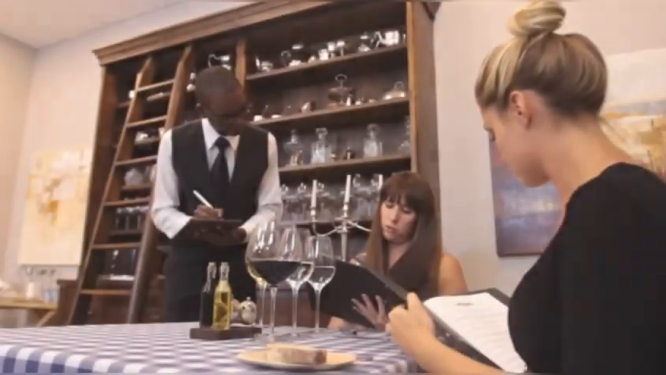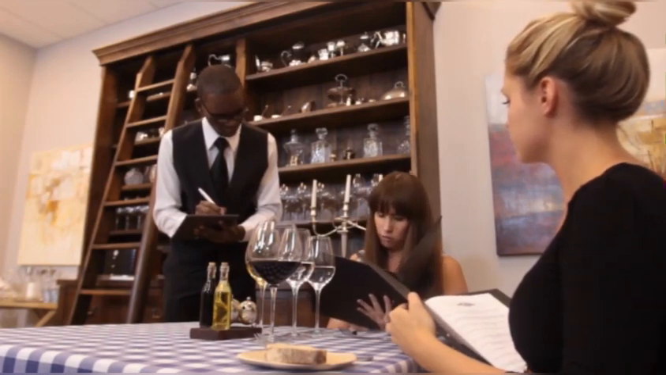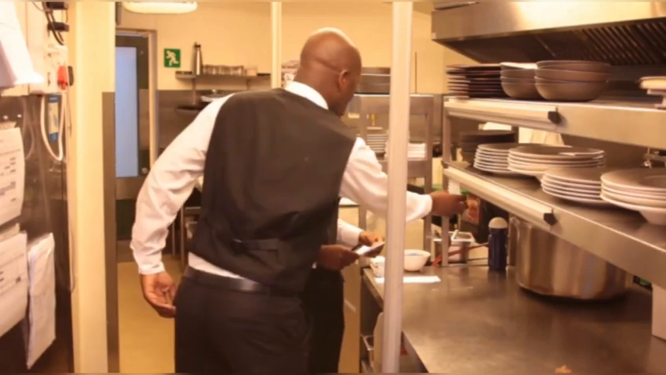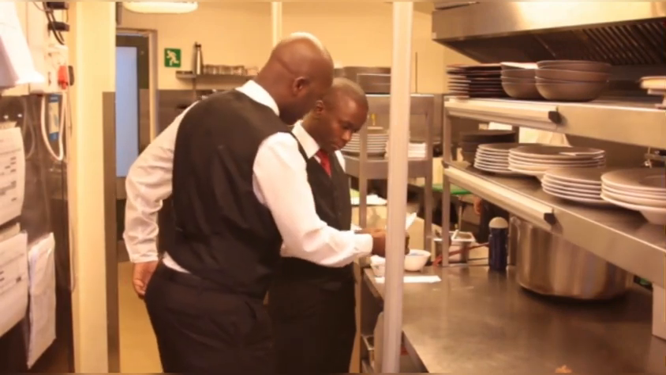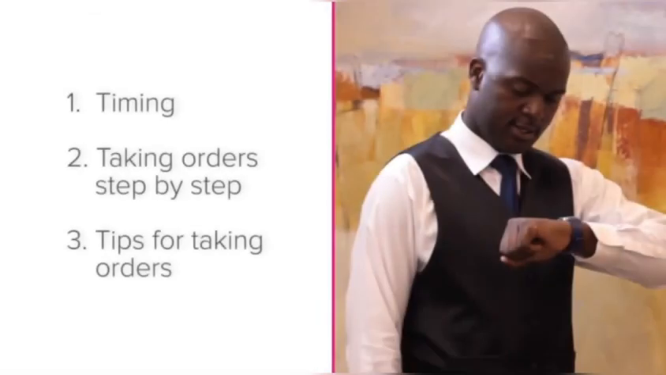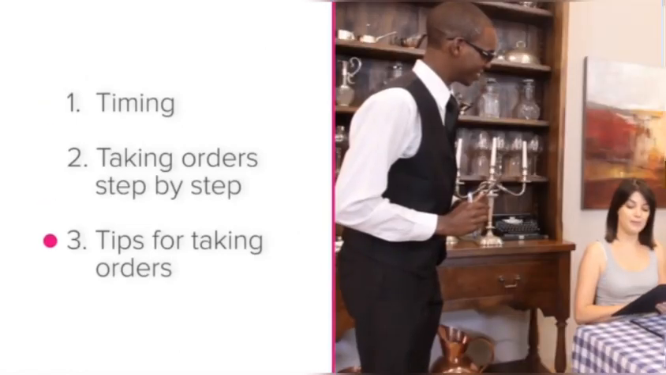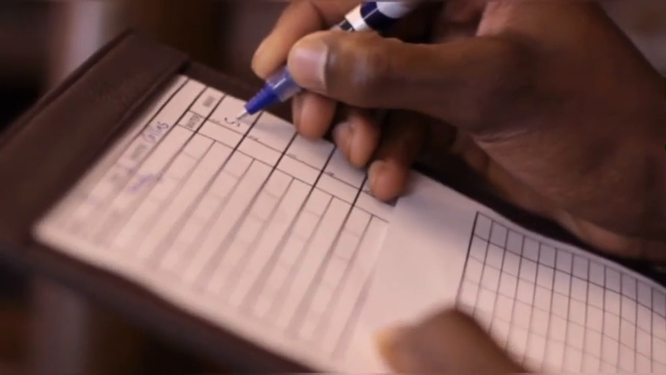Let's finish with off-menu requests. If a guest would like to order something that is not on the menu, try to accommodate them as best as possible. Find out from the kitchen what is possible. If the kitchen can't accommodate the guest, suggest alternatives or a similar item. So to recap, in this lesson, we looked at timing when taking orders step by step, and tips for taking orders. Good luck following these tips and steps when taking guests' orders.